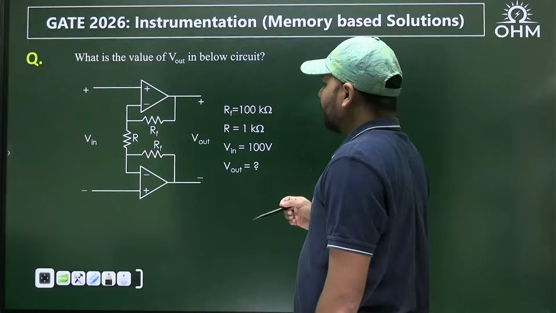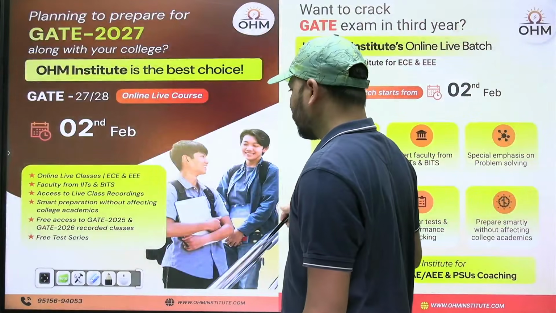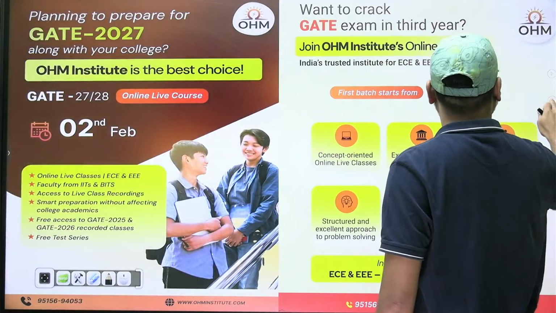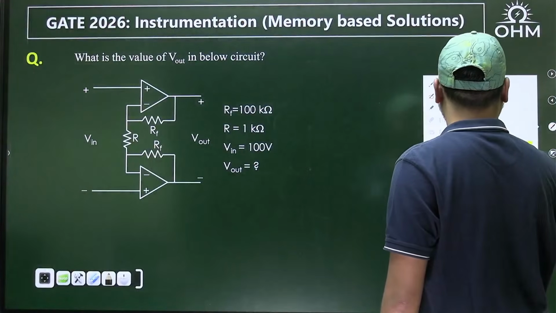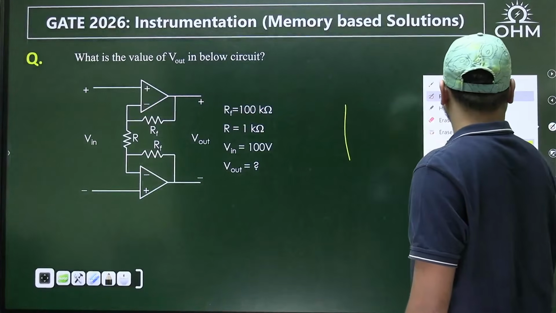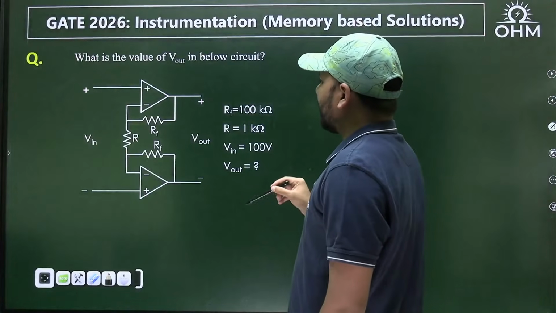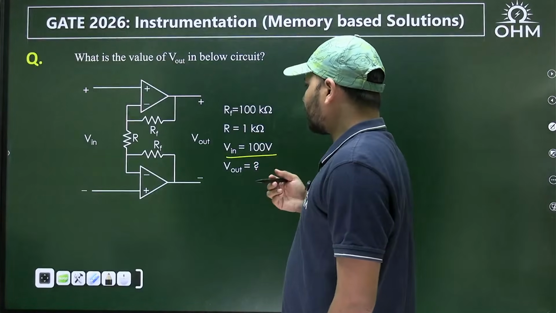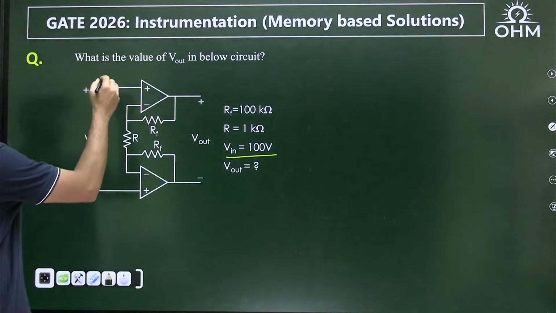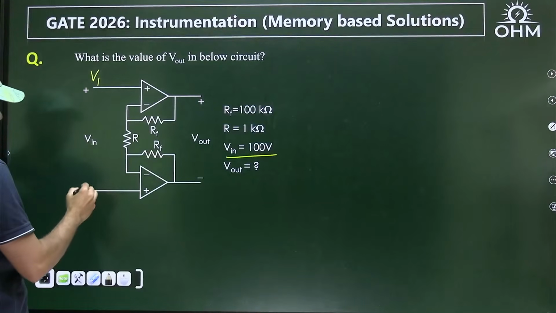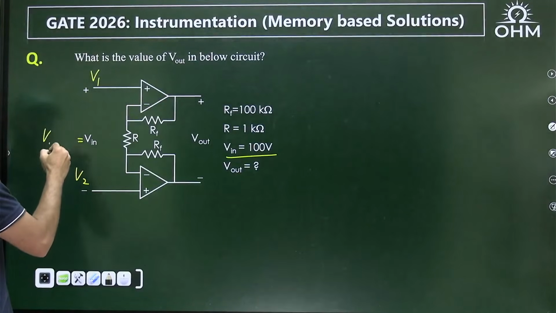Anyway, what is the value of V out? Your V out has to be in terms of V in. V in is given, it is 100, and this is a standard circuit. If you assume this voltage to be some V1, and this to be some V2, whatever V1 is given, that is actually V1 minus V2.